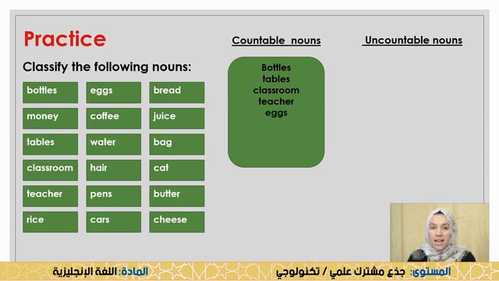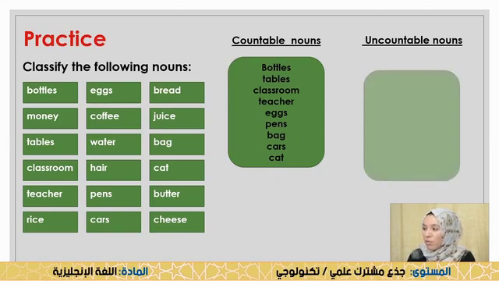Next, we've got eggs, the same thing you said. I need 1 egg to make an omelette, or I need 3 eggs to make an omelette. Pens, for example, you say, I can give you a red pen because I have got 2 pens, so it is countable. A bag, same thing, bags. Cars, and then the last one is cat. Moving on to uncountable nouns.